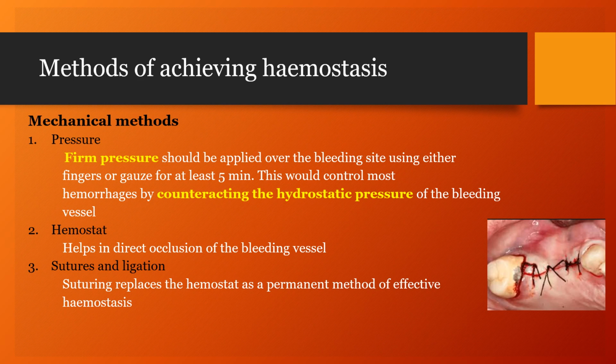Next, second is hemostat. It helps in direct occlusion of the bleeding vessel. Third is suture and ligation. Suturing replaces the hemostat as a permanent method of effective hemostasis.